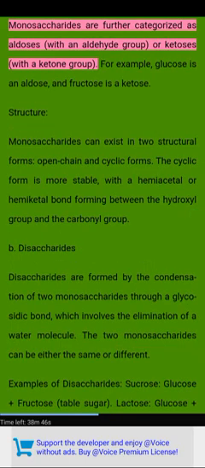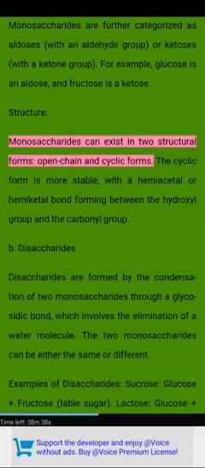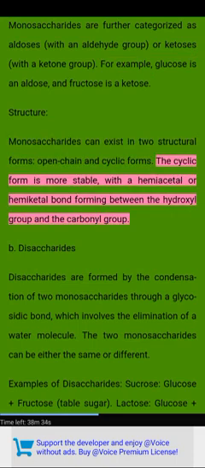Monosaccharides are further categorized as aldoses with an aldehyde group or ketoses with a ketone group. For example, glucose is an aldose, and fructose is a ketose. Structure: monosaccharides can exist in 2 structural forms, open chain and cyclic forms. The cyclic form is more stable, with a hemiacetal or hemiketal bond forming between the hydroxyl group and the carbonyl group.